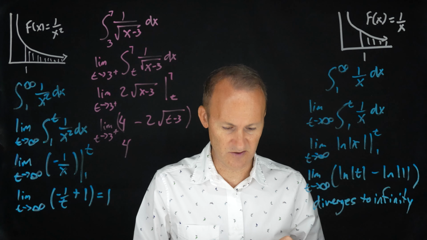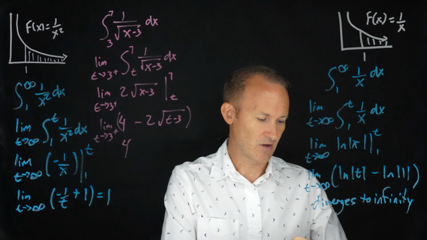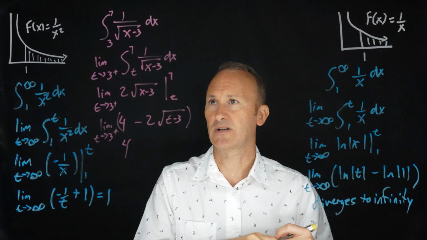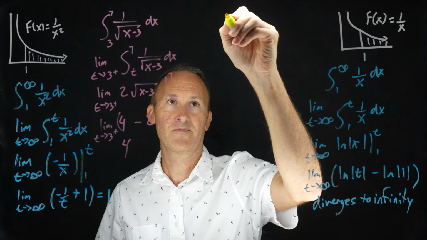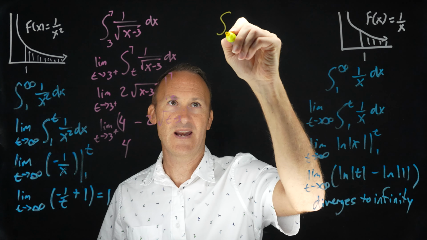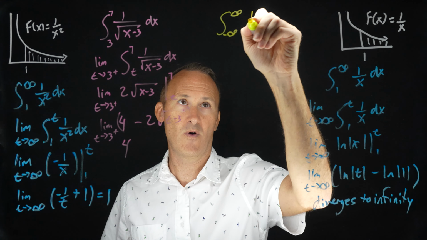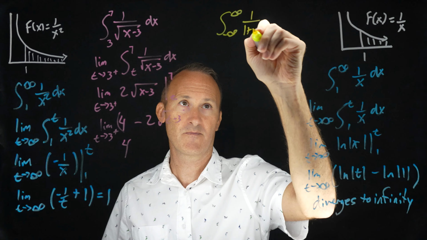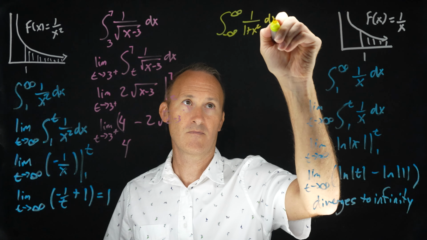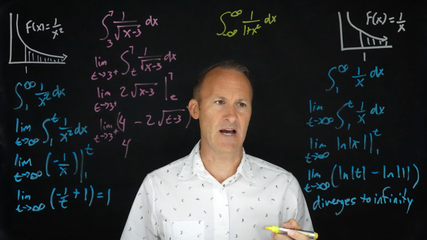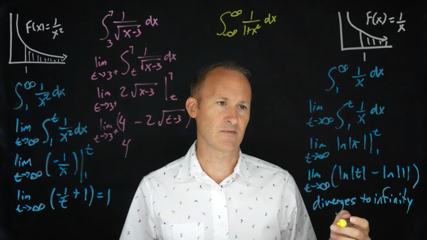And in conclusion, let's do one more. Let's look at the following. Let us look at the integral from negative infinity to positive infinity of 1 over 1 plus x squared. Now we've got 2 infinities, so how do we do that? Do we do like a t and an s?